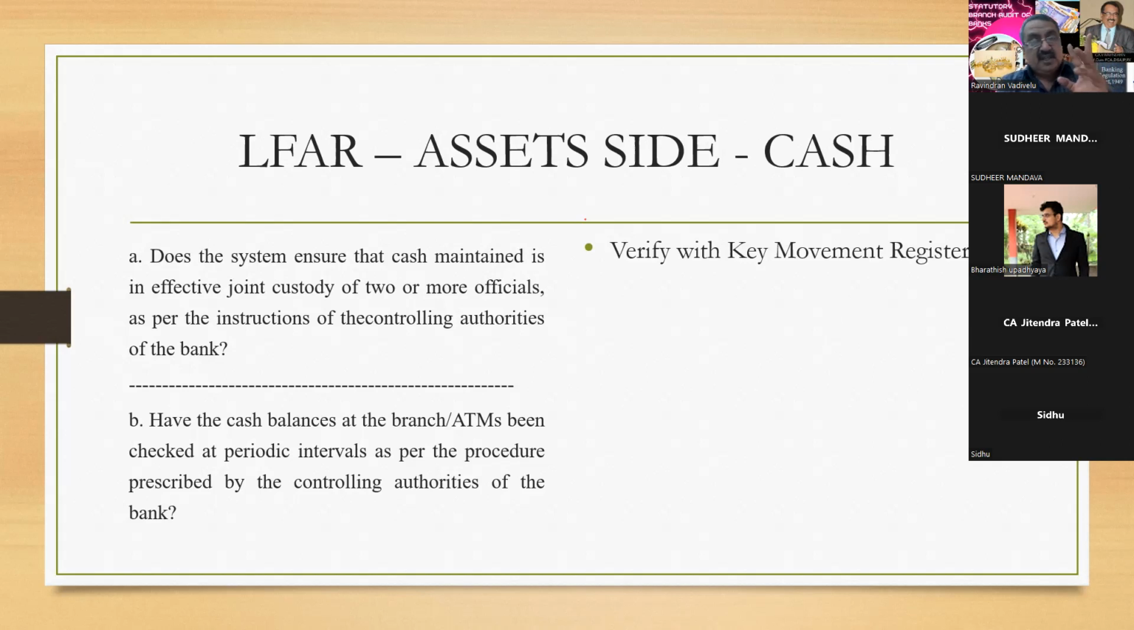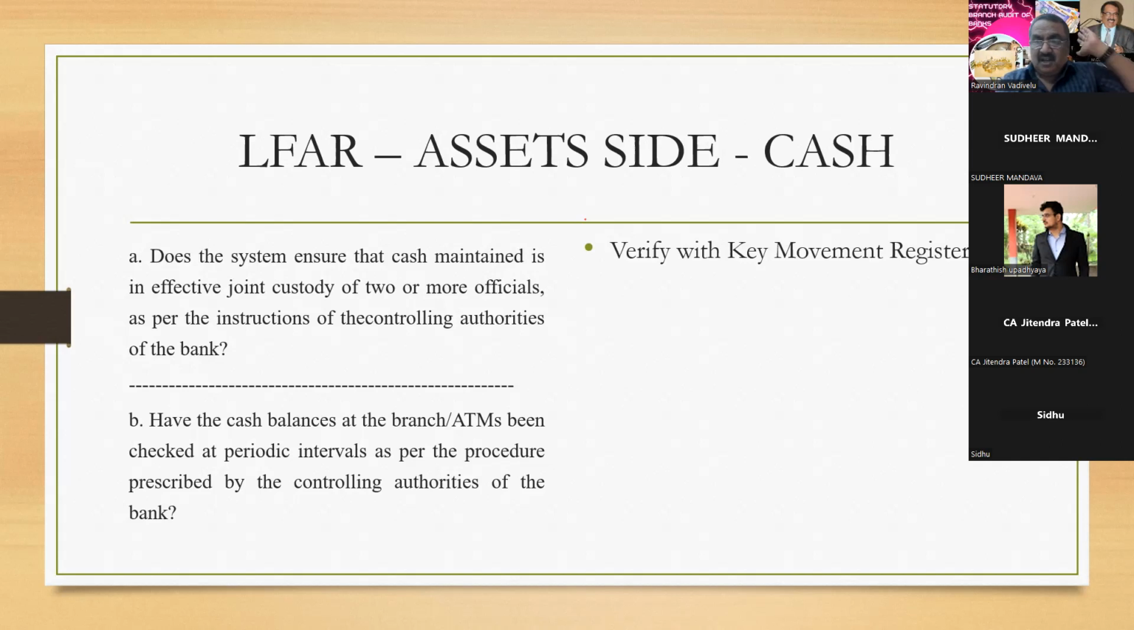For this, you have to see the letter of holding the keys by the other branch. This is also one of the audit points that you have to see. And second, once in 6 months, they have to exchange the keys. This point also you have to see. And if the exchange is not done, that is also another audit point that you have to comment on in this LFAR. Suppose there is no specific column, don't worry at all.